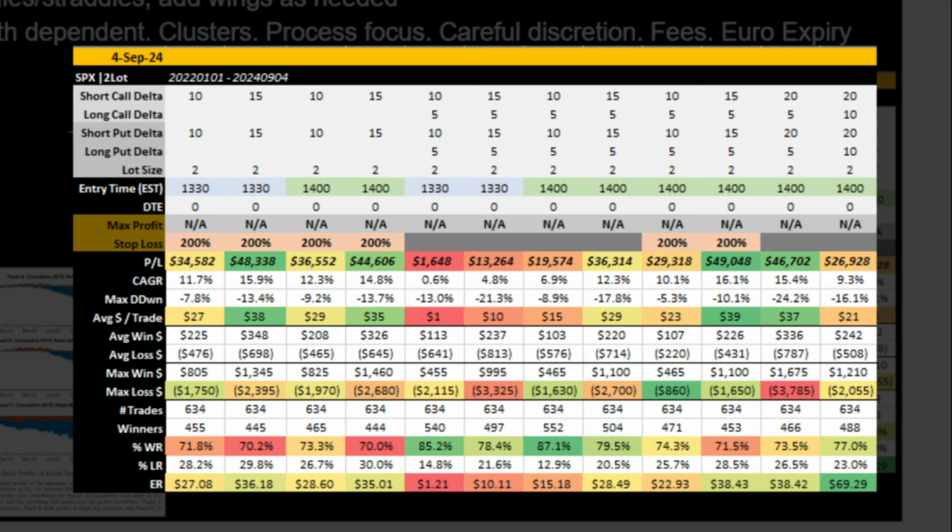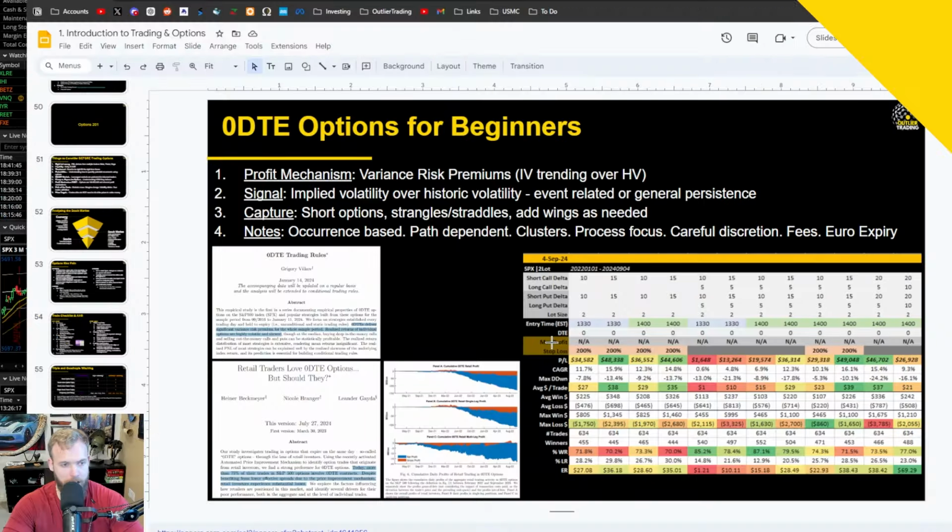This is just looking at short call, long call, short put, and long put deltas. The lot size in this scenario is a 2 lot, and these are all going to be 0 DTEs. There's no max profit applied to any of them, but there is a stop loss applied. Again, this is based on what I've seen previously, that not having a max profit tends to increase the performance. You can go back to the playlist that I referenced before, which goes into all of this in far more detail.